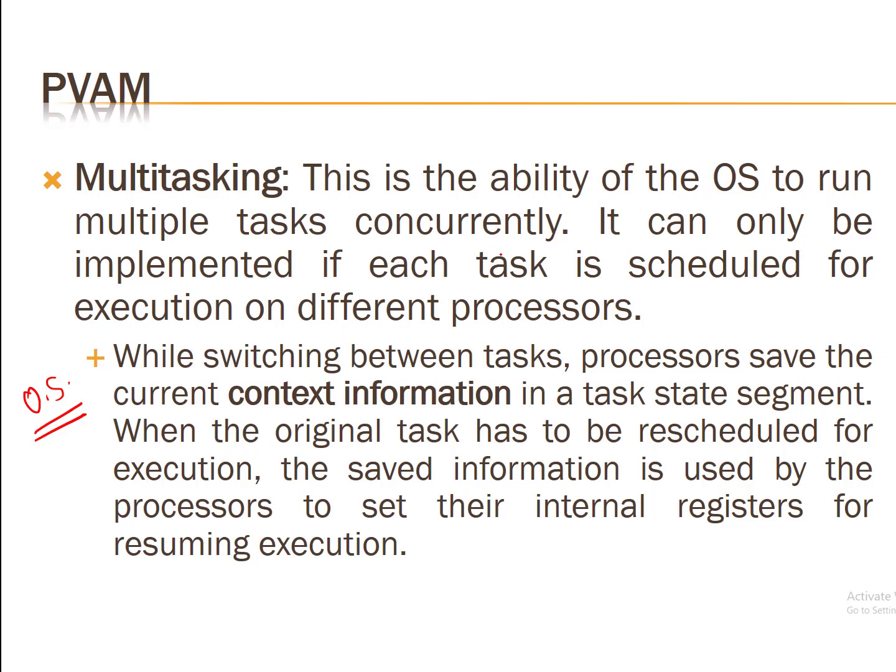So earlier the word task was used. Nowadays, if you replace it with processes: while switching between processes, processors save the current context information in the process state segment or process state data structure. When the original process has to be rescheduled for execution, the saved information is used by the processor to set the internal registers for resuming execution. So the very older word is task. In old literature you will find task, but in current literature you will find processes.